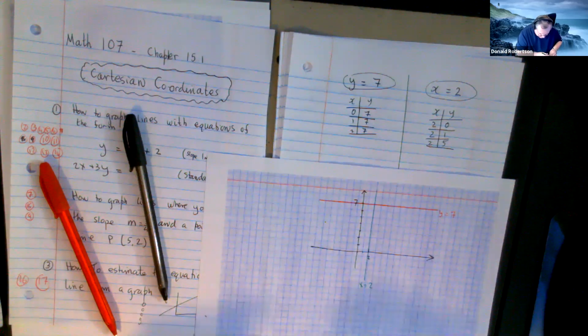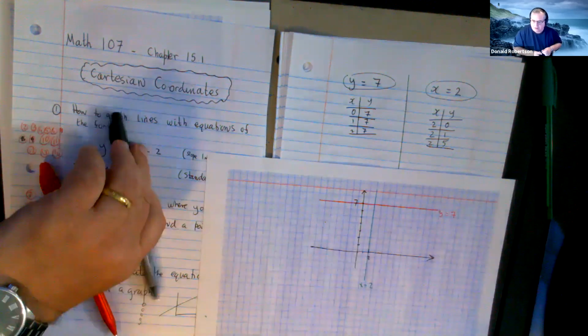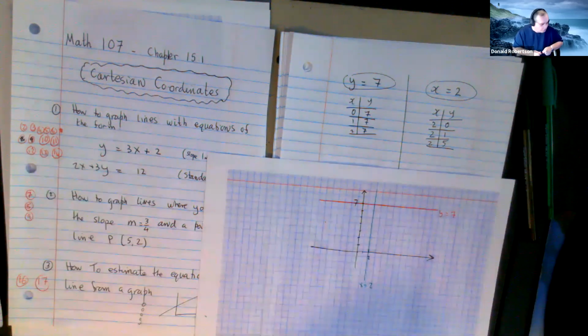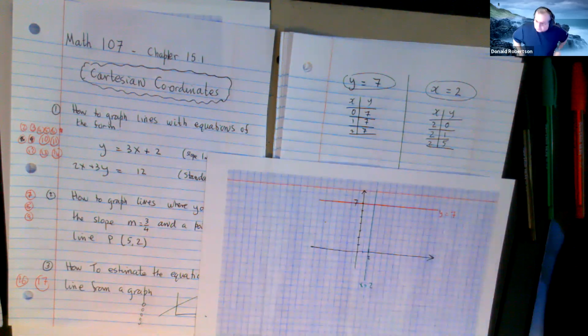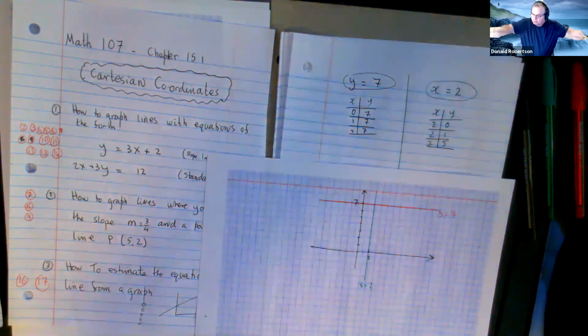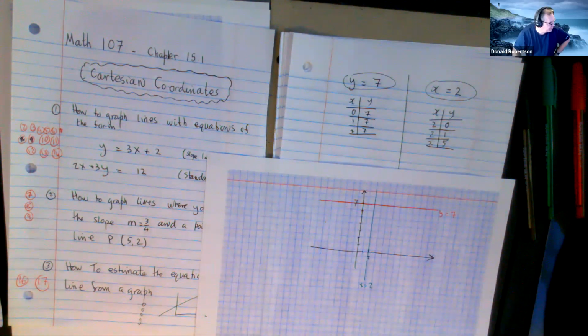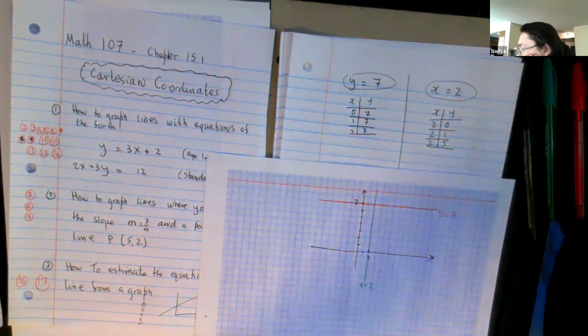So those are two very special lines. X equals a number, y equals a number. Can you imagine when you draw them on graphs, you really just need to plot a couple of points horizontally at y equals 7, or a couple of points vertically at x equals 2.